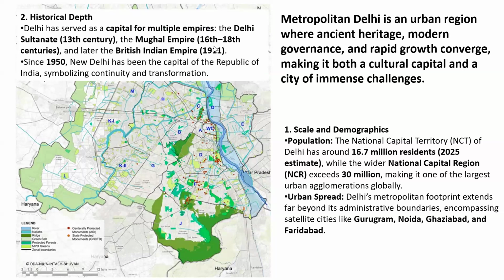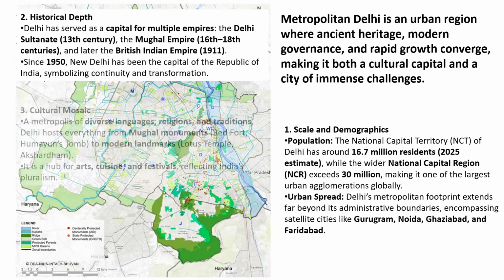And so, if you look at the historical relevance, Delhi is popularly known as seven cities, nine cities, even 12 cities, and along those lines. Delhi has served as the capital of multiple empires: the Sultanate in the 13th century, the Mughals in the 16th to 18th centuries, and the British Indian Empire in 1911. And since 1950, New Delhi has been the capital of the Republic, symbolizing continuity and transformation.